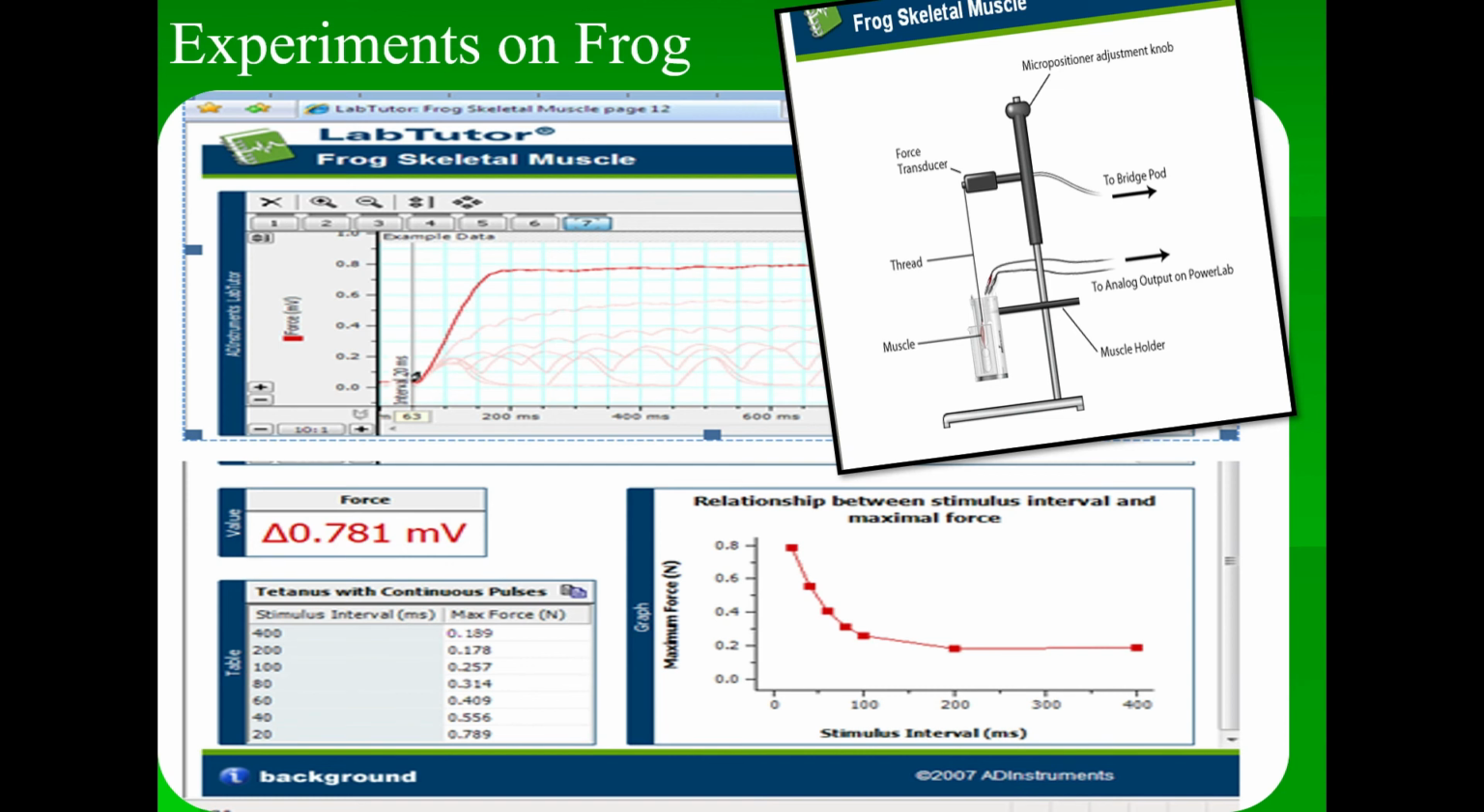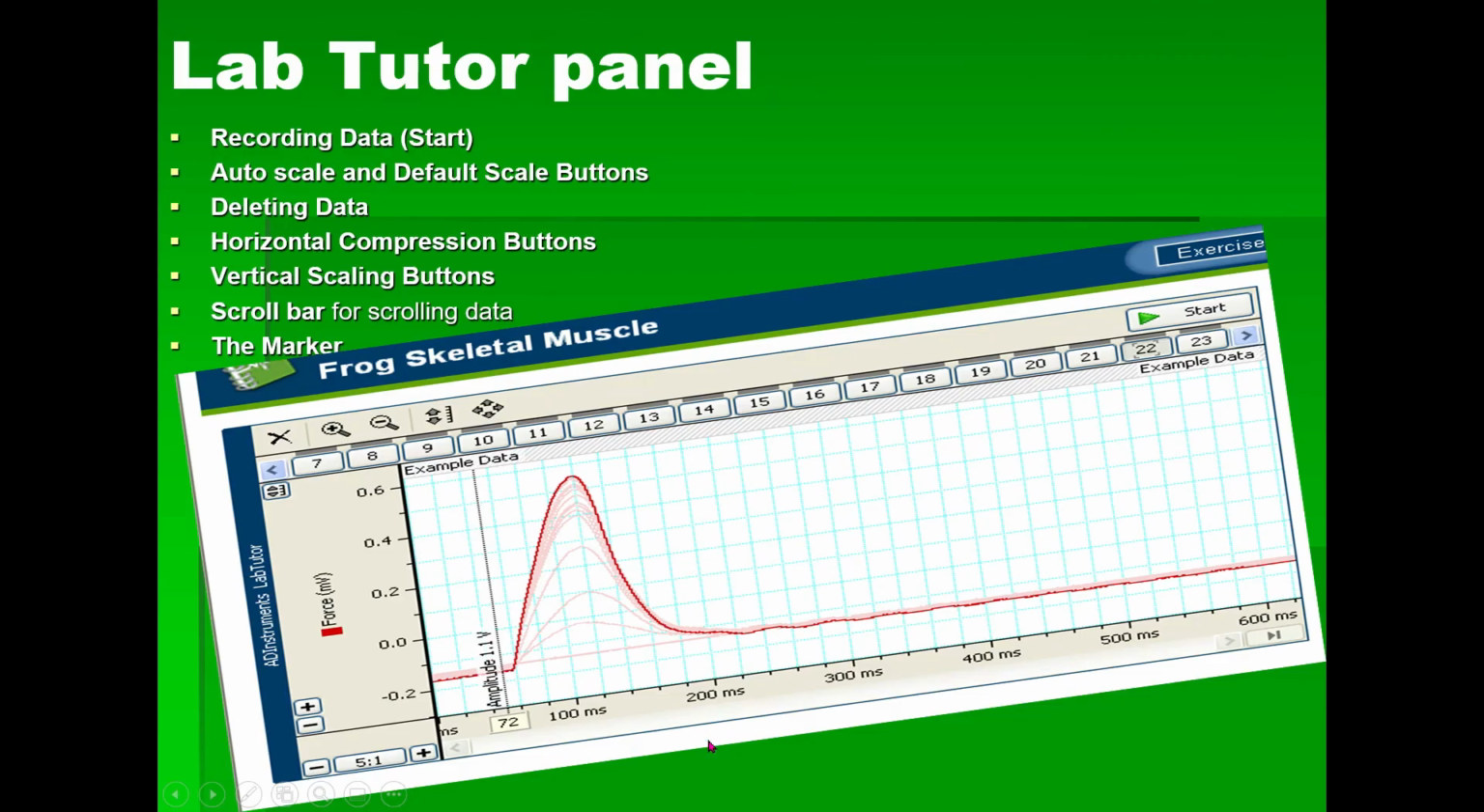And finally, we have some experiments related to animal subjects, and this is the setup of the animal recording. Here we place the muscle, and it is attached to a force transducer that picks up the activity of the muscle, and then it goes to the bridge pod, and the bridge pod is attached to the PowerLab, and this type of recording will appear on the LabTutor. You can see the relationship between the stimulus interval and the maximum force of contraction. So it depends on how we are performing our experiments. And here you can have a look at recording data.